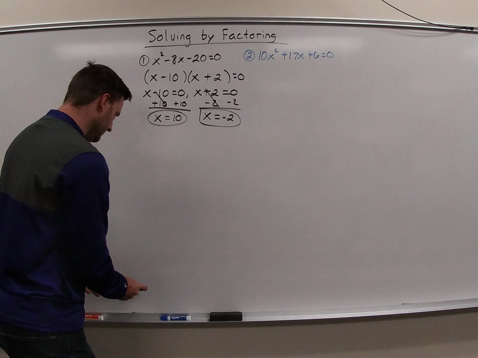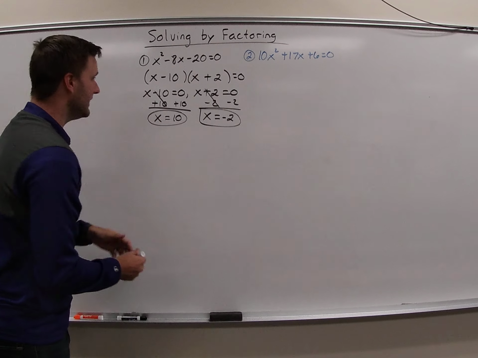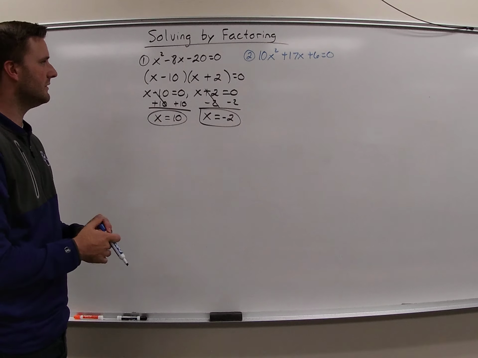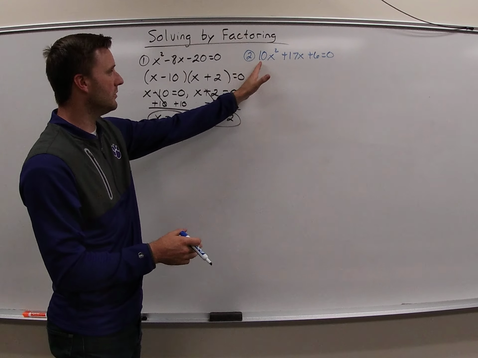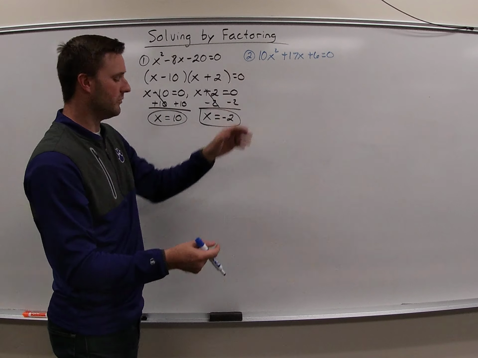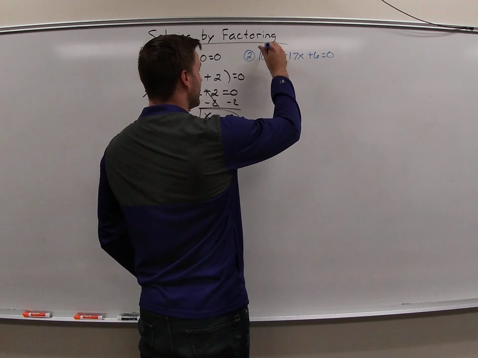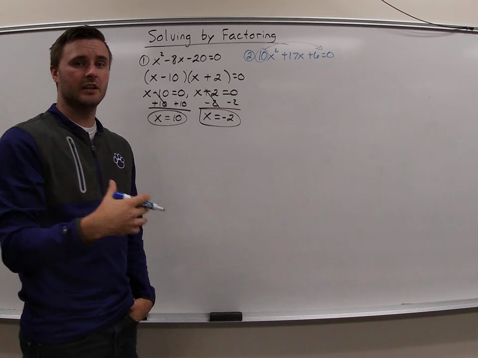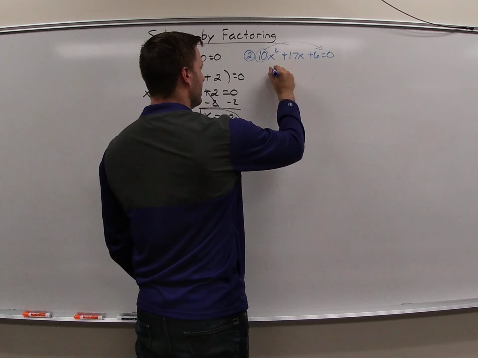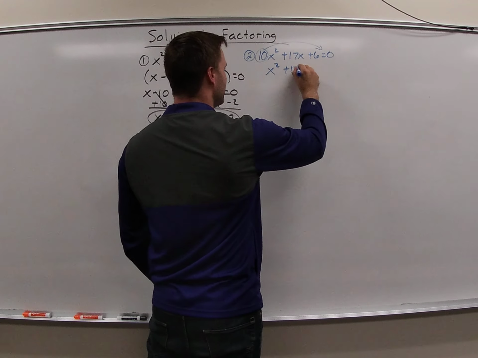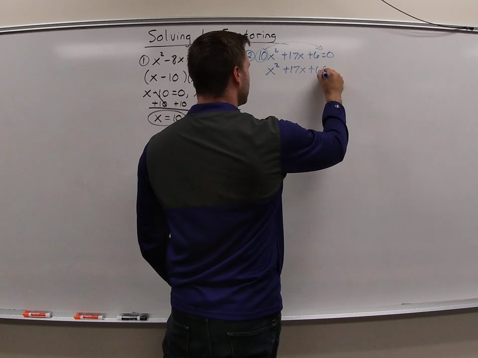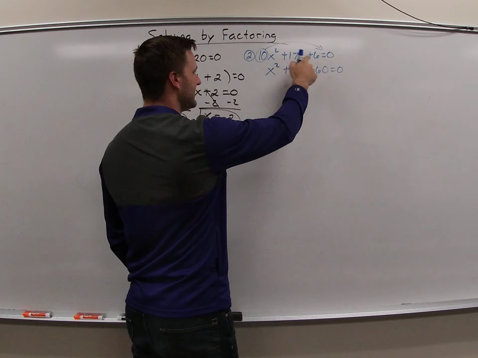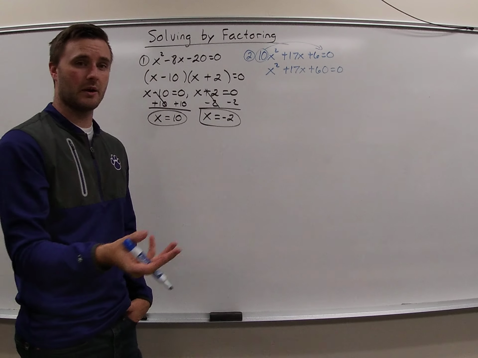Now, number 2, this one is very similar, but we have where a is greater than 1. So from here, we're going to take our a and multiply it to c. So we're going to solve using the Moyes method. And so we have x squared plus 17x plus 60 equals 0. So 10 times 6 is 60. We're just going to write what we have.